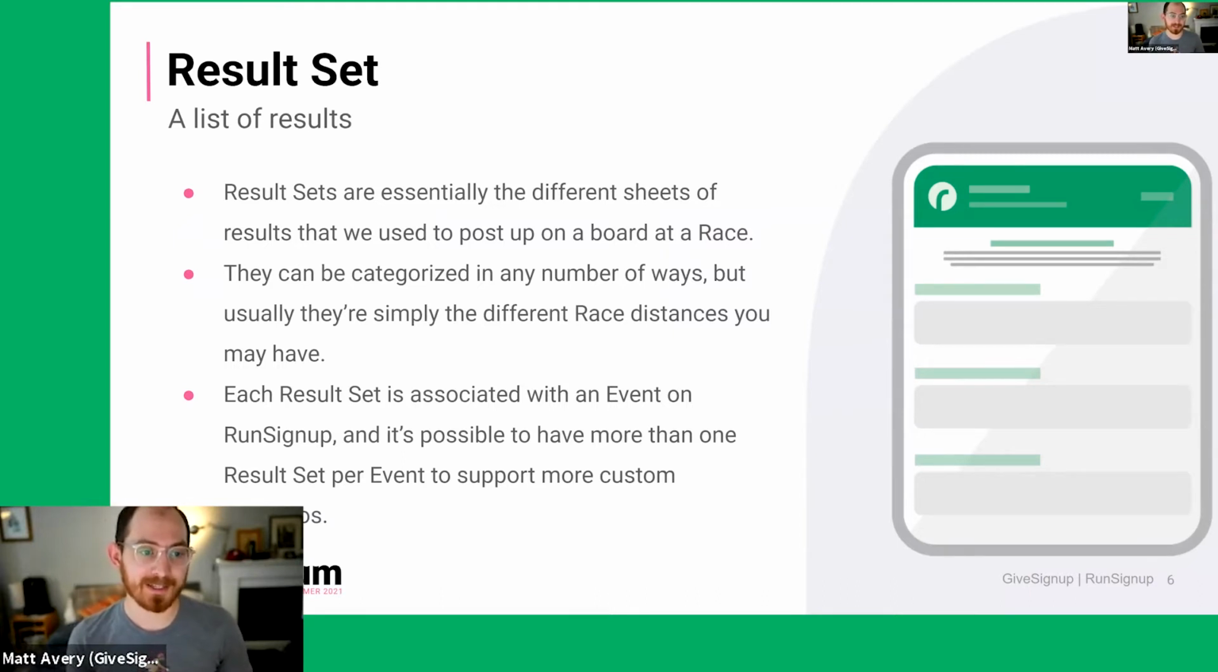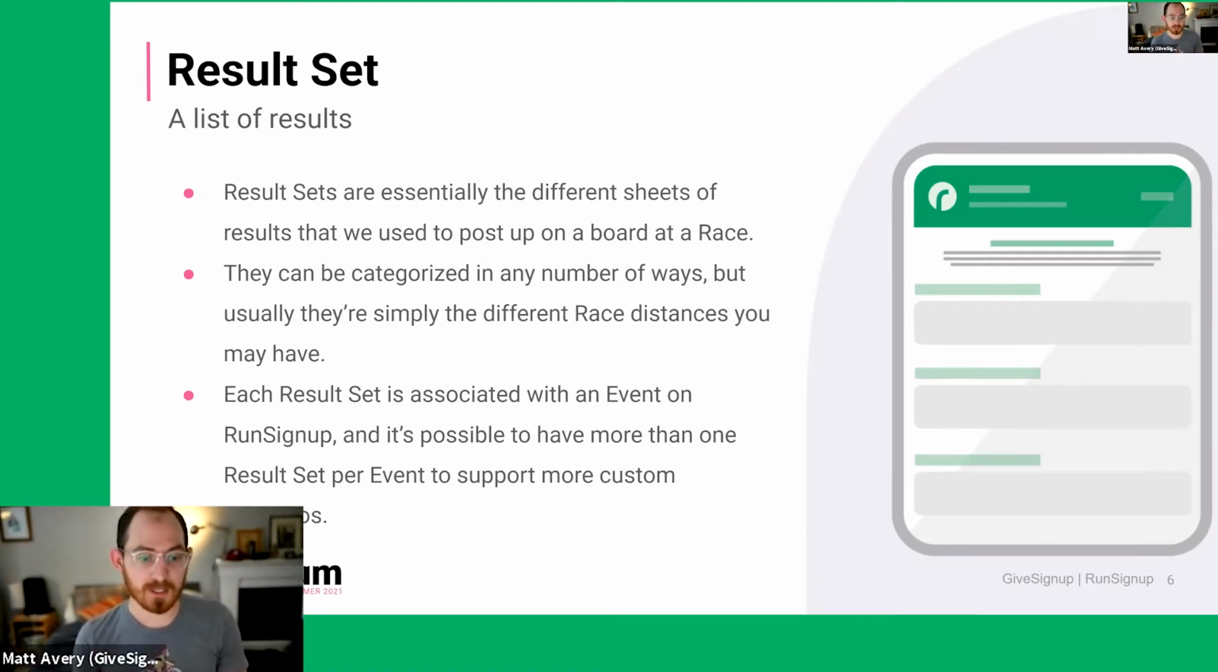So basically the idea of a result set, it's the different sheet of results. Like back in the day when we used to post results up on a board at a race, you'd have a 5K sheet, a 10K sheet, and a 15K sheet or whatever. We can categorize them in any number of ways, but usually it's the different race distances you may have. Now there's additional things you could do. You may want to put a separate results sheet up for top firefighters. You might want to do a results sheet for people who are locals. And so those are different examples of what we call result sets.